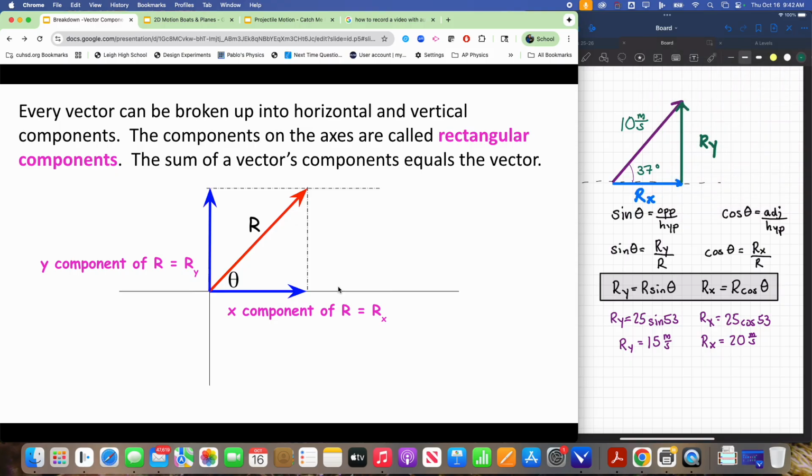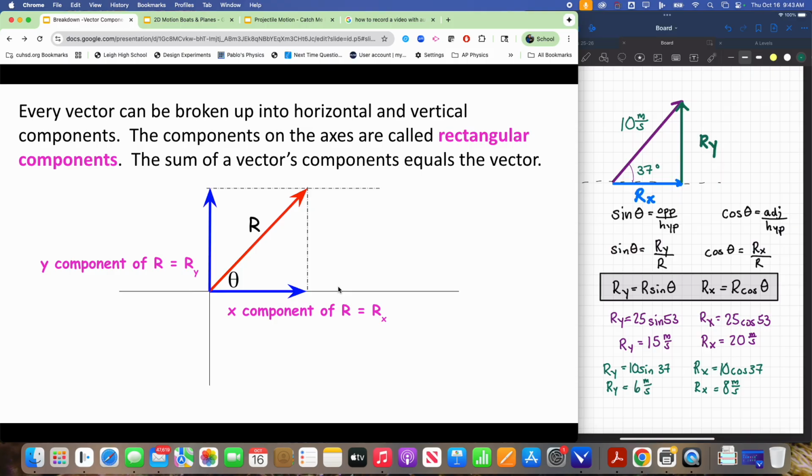All right, so hopefully you did the following. You said Ry is equal to 10 times the sine of 37, and Rx is equal to 10 times the cosine of 37. And so that means that Rx is equal to, rounded to the nearest whole number, 8 meters per second, and Ry is equal to 6 meters per second.